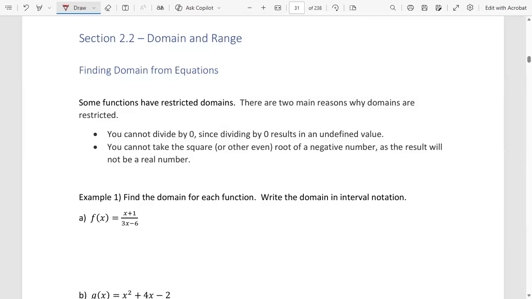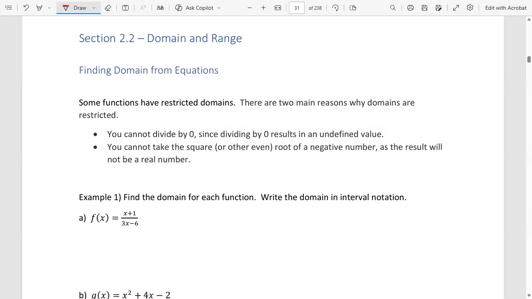Finding domain and range of a function. When we talk about the function, we said that the function is a relation between the input and output. For every one input that it takes, it gives us one output to be a function. Now the question is, what value can the function take as an input? Those are the domain of the function.